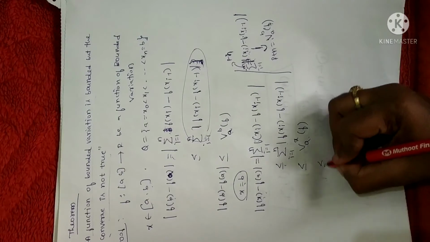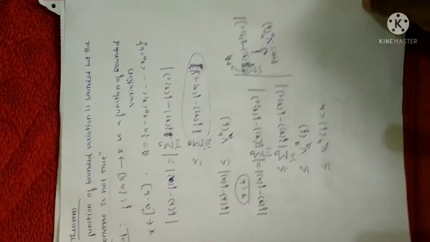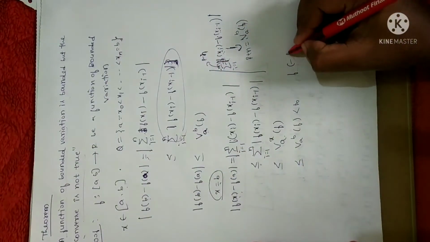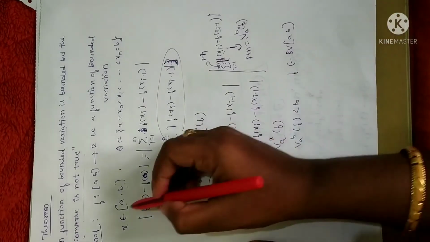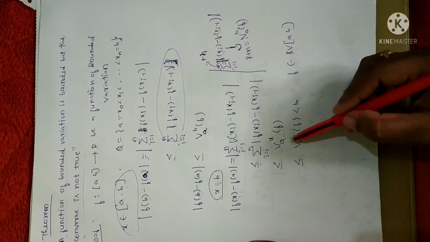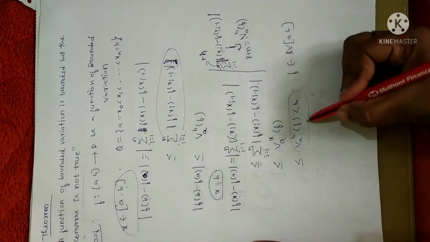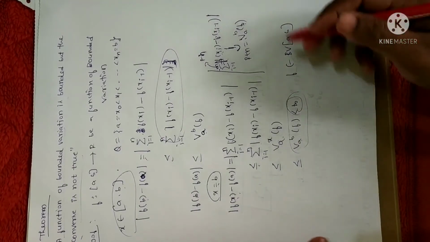Obviously it will be less than infinity. Why? Because it is positive. And moreover, it is given that the function is of bounded variation, that is, f belongs to bounded variation of the interval ab. X is just an element of the interval ab. So this will be finite. It cannot be greater than infinity, that is, infinity is the bound for that.